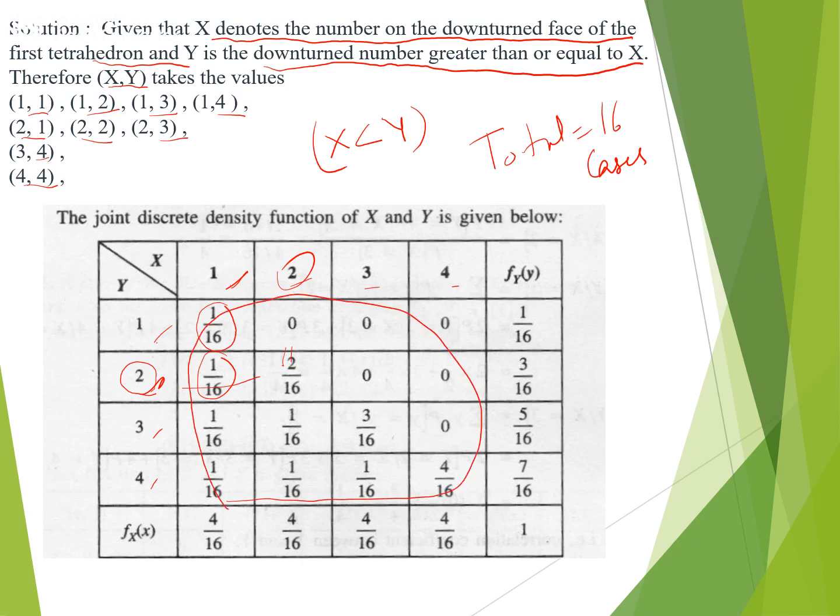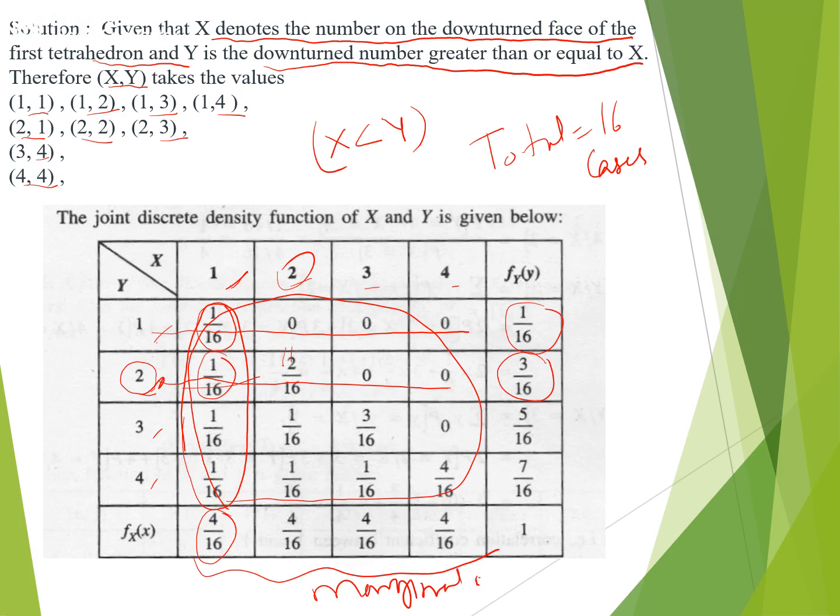Again, if we add corresponding to y equal to 1, we get 1 by 16. Corresponding to y equal to 2, we get 3 by 16. And similarly, if we add the column x equal to 1, 1 by 16 plus 1 by 16, plus 1 by 16, we get 4 by 16. So these are the marginal functions of x and these are the marginal functions of y. Here the sum of these is always 1.